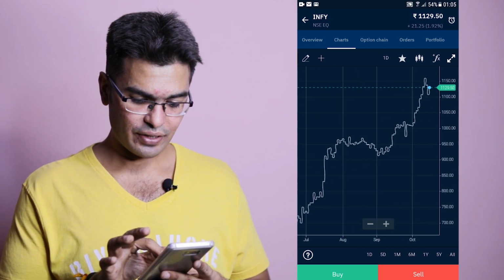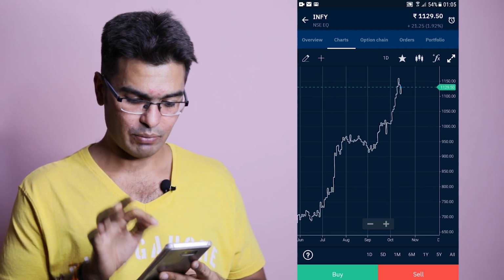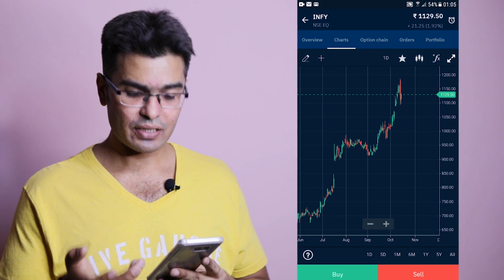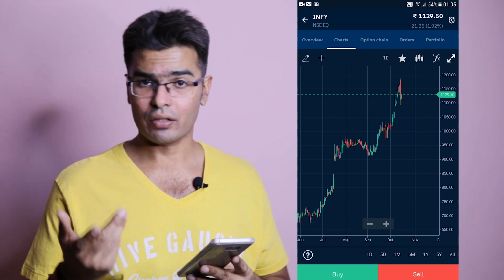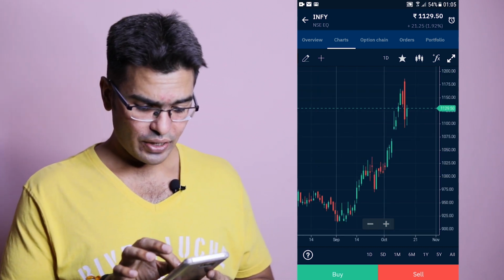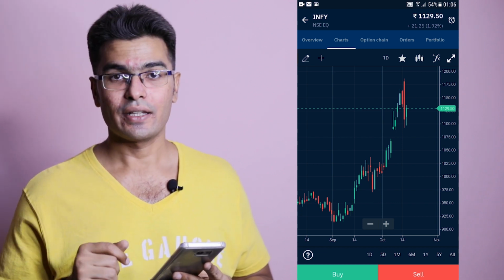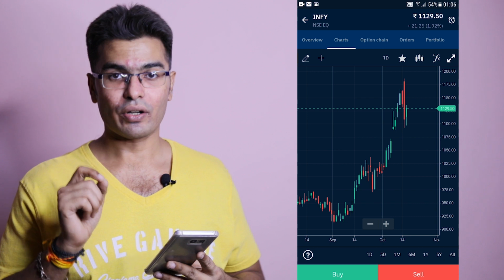So these are the different type of charts which are available, but we will be setting it back to our candles chart because this is the most preferred chart among the people all across the globe. So once you are done with this, then the next most important thing is indicators. Now it is very important to understand what is an indicator.